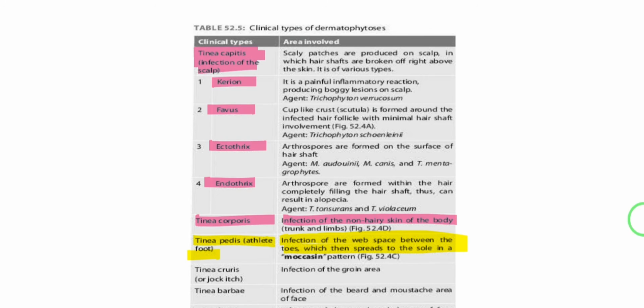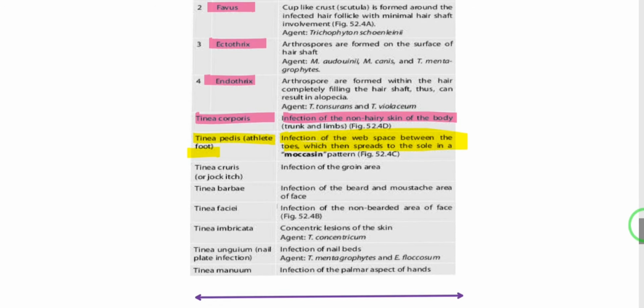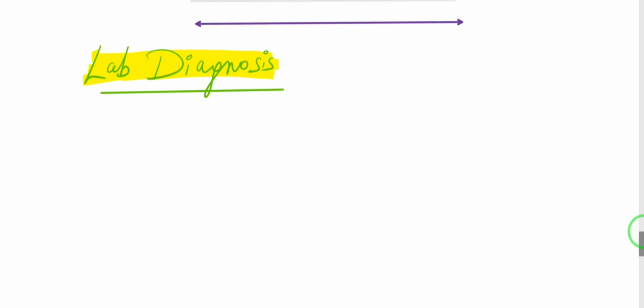Then we have tinea cruris, tinea barbae, and tinea unguium. Tinea cruris is nothing but the infection of the inguinal region. Tinea barbae is the infection of the beard, and tinea unguium is the infection of the nail, again onychomycosis. Now let's see the lab diagnosis. If a person is suspected of having dermatophytosis, how are you going to detect it? Again, we have these favorite specimens that we collect from the patient.